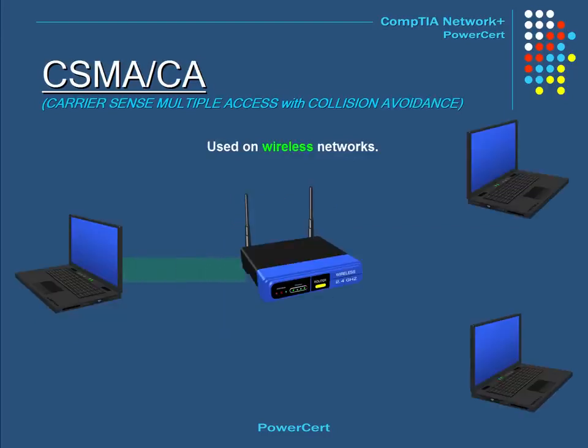CSMA-CA stands for Carrier Sense Multiple Access with Collision Avoidance. And this is the access method used for carrier transmission in wireless networks. Now this method is similar to CSMA-CD, except that when a computer wants to send its data, it first sends out a small data packet to make sure that the channel is clear before sending out its main data. If the packet is successfully transmitted, then the computer is clear to send out its main data.